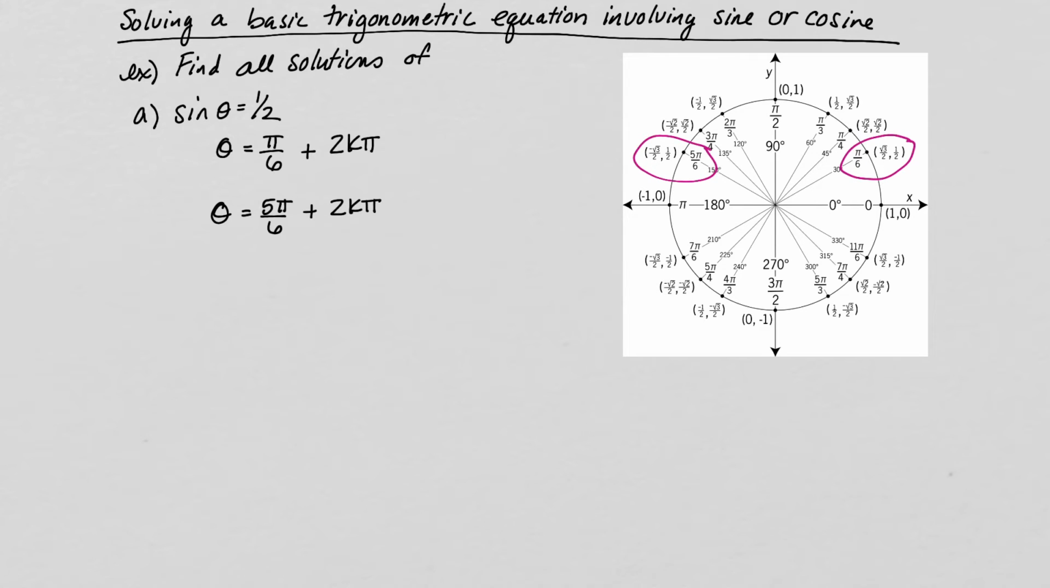So if you're given a problem and there's no interval, they didn't give you an interval to say find the solutions in the interval between 0 and 2 pi, you're going to need to add on this plus 2k pi part onto the answers that you would get off of the unit circle.